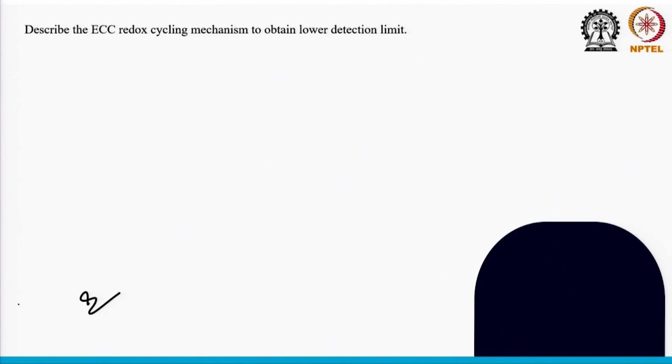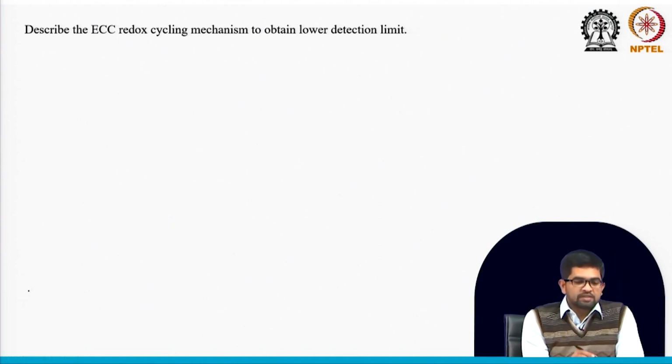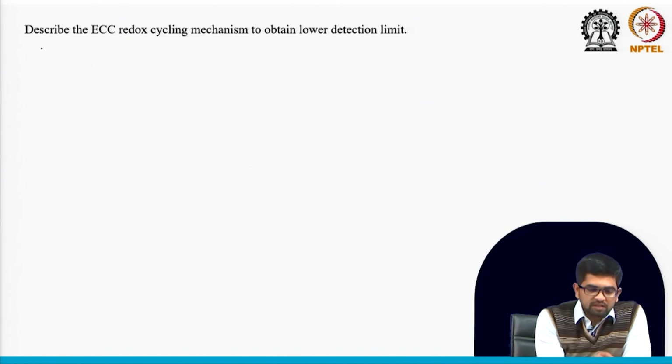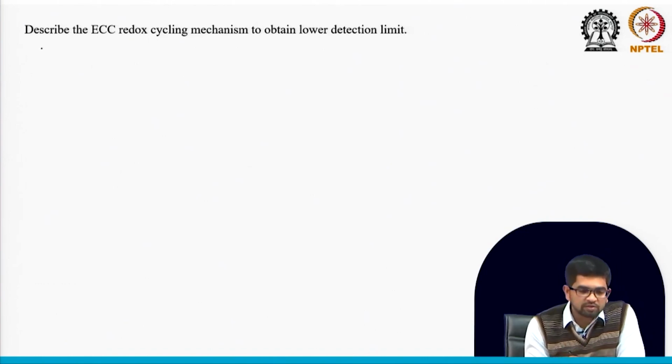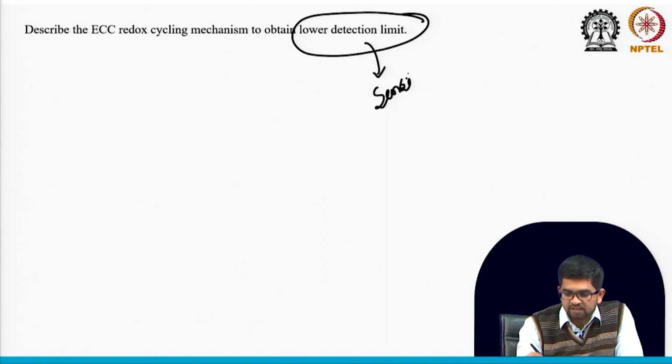describe an ECC redox cycling mechanism to obtain a lower limit of detection. Okay, so let's show you this question's answer. Means if this kind of question comes, how to solve it. Also at the same time, you can think like if you want to get the lower limit of detection. Lower limit of detection, this is also kind of your sensitivity, right?